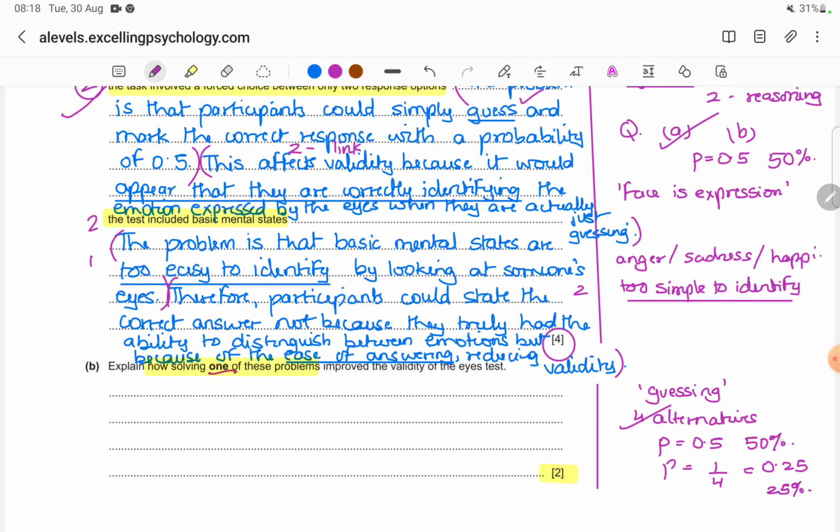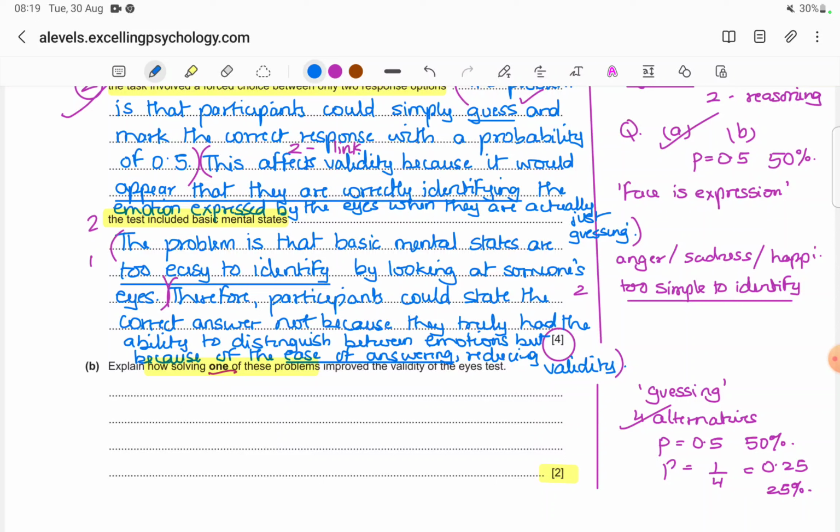Of course, we could add to this that not only the guessing probability was reduced, but also such alternatives were included which were confusing, and so further the chances of guessing went down because participants would not be able to just look at extremes of emotional states and decide which of the 2 is more applicable. But right now I'm just writing a simple answer because it's for 2 marks.